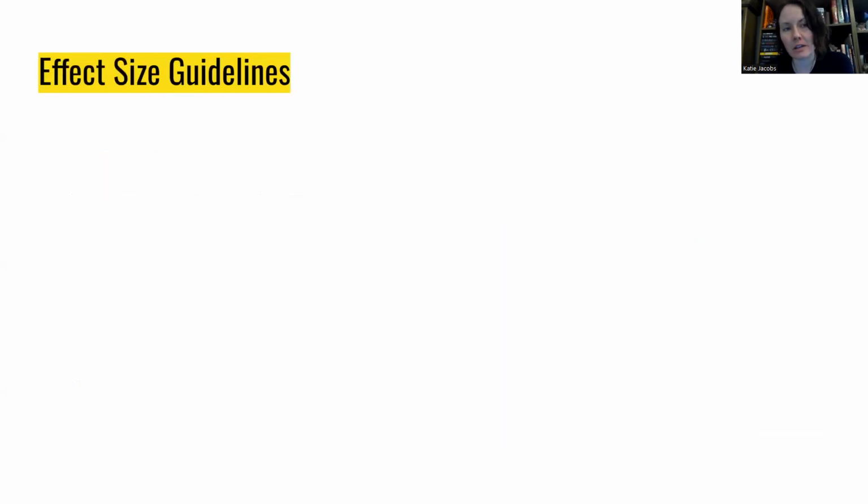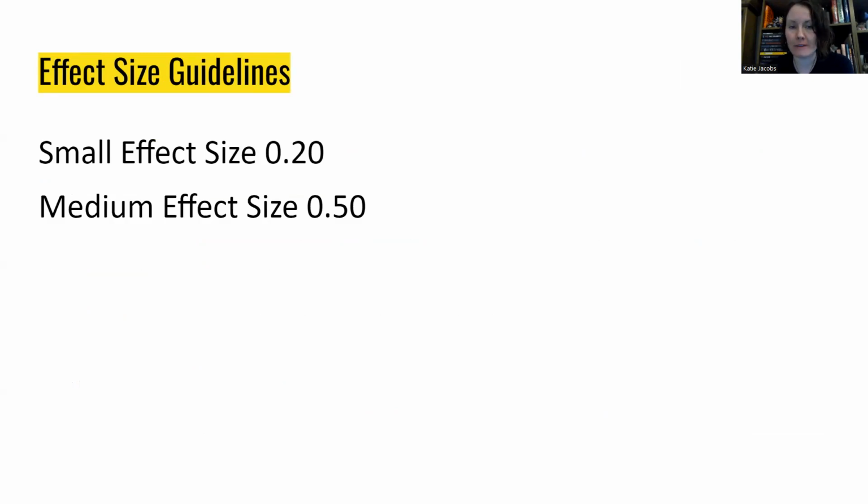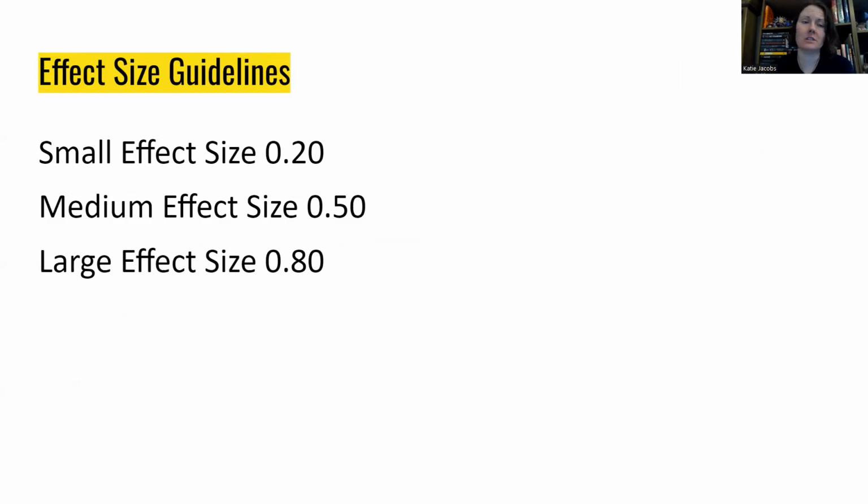And so once you calculate that effect size, there's some guidelines to help you understand how big those differences are. So once it hits 0.20, that means we have a small effect. If it gets to 0.50 or bigger, we consider that a medium effect size. Once it gets to 0.80, we call that a large effect size. Okay. And so these are just different ways to gauge how big those differences are.